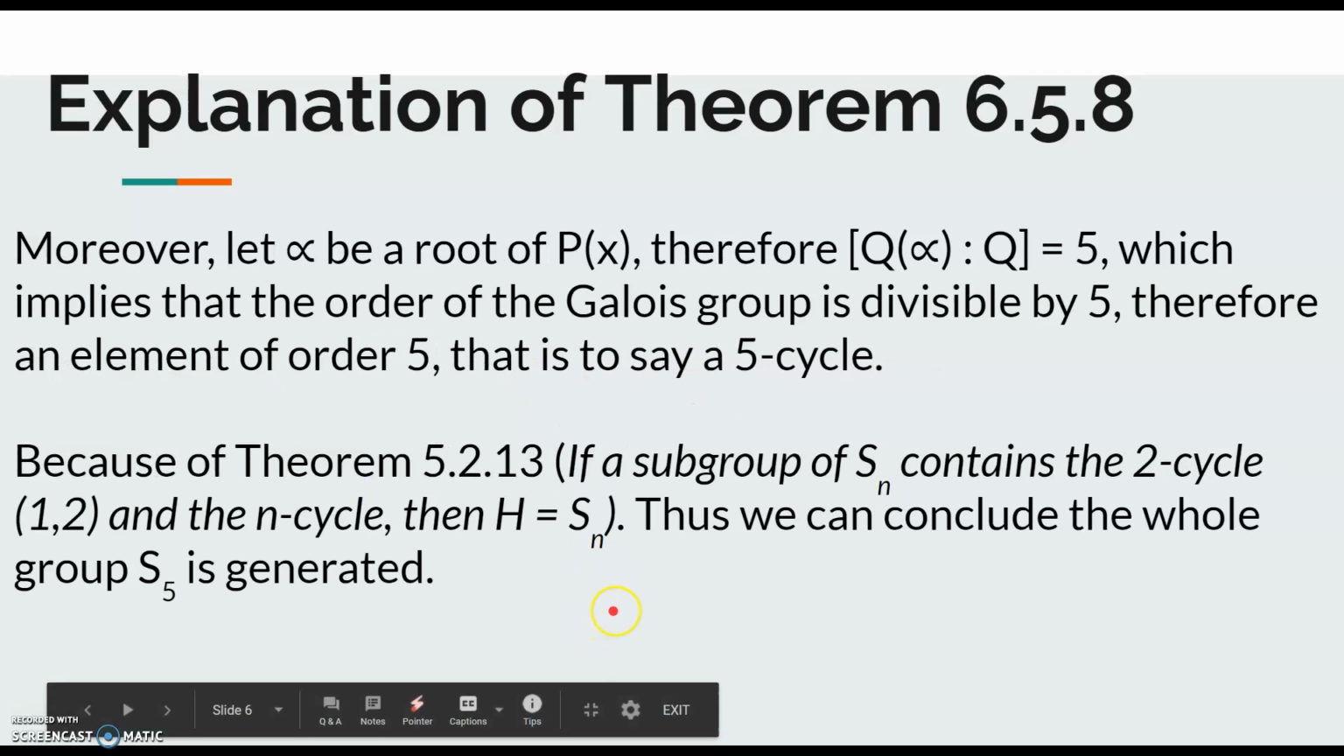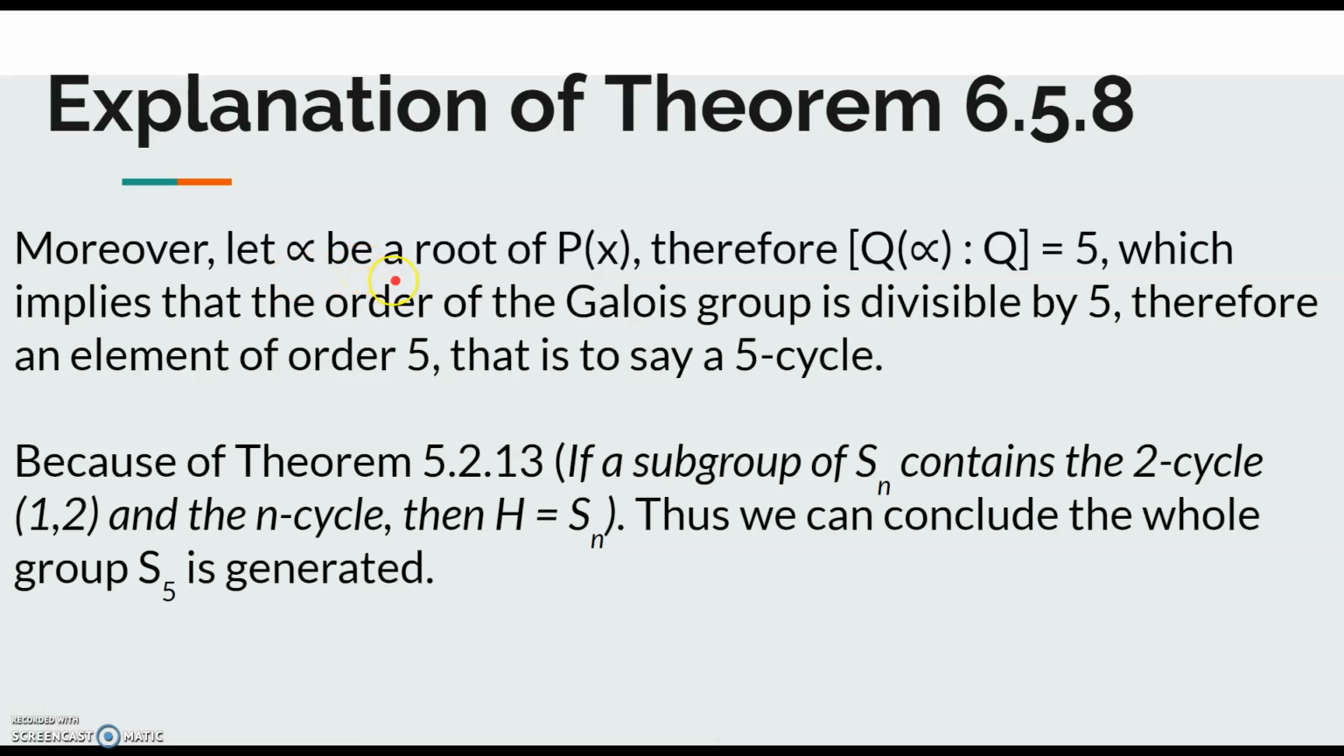And then we get to the next part of this proof. If we let lambda be a root of p of x, then our degree over Q is 5. This implies that the order of our Galois group must be divisible by 5, and therefore there is an element of order 5. So we can say that's a 5-cycle.